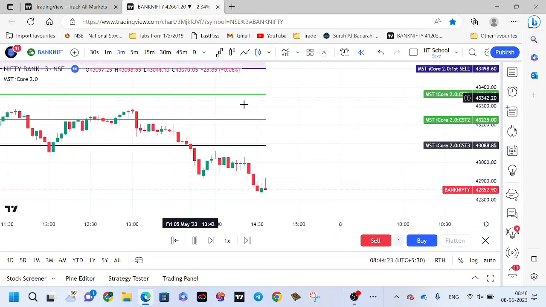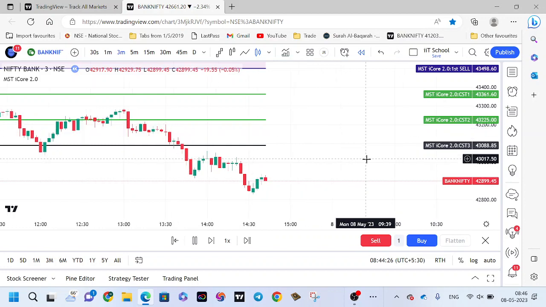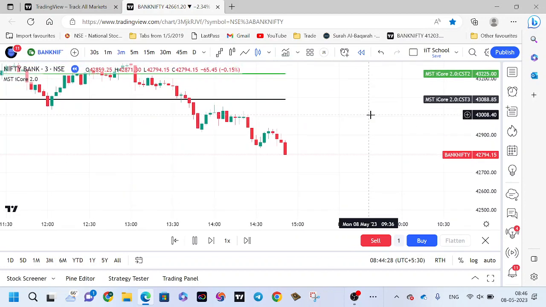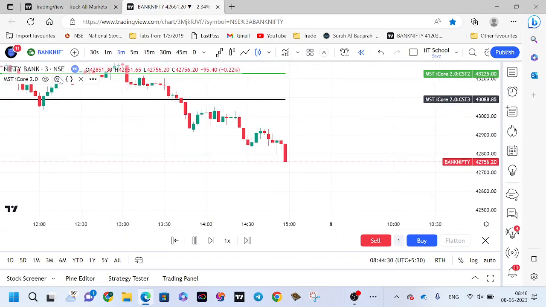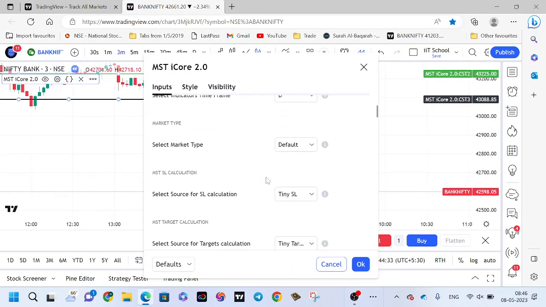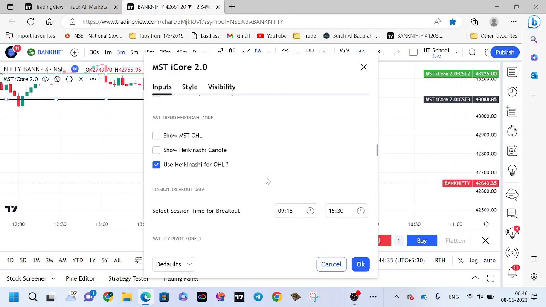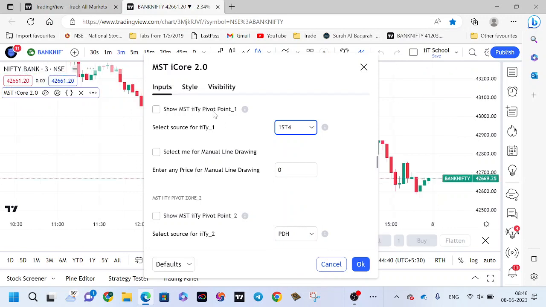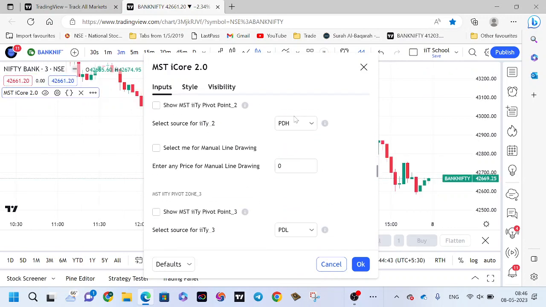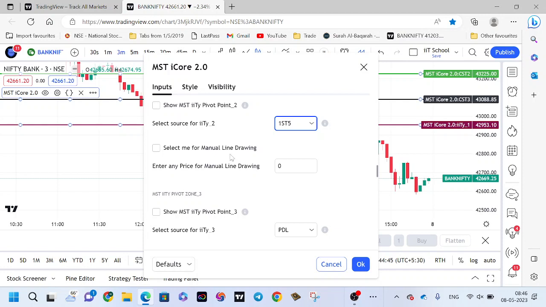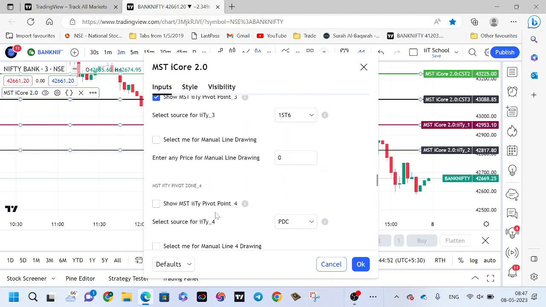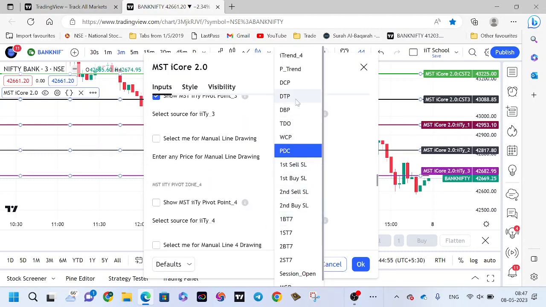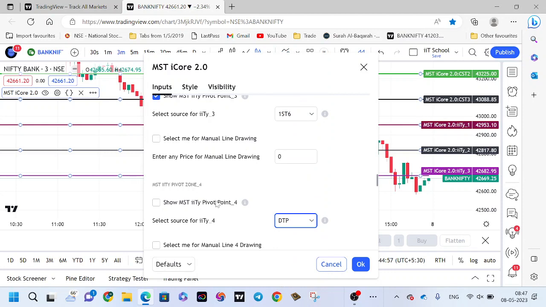See here, even after giving all the targets, it keeps going down. Now how to select the next level? We want to know where the other levels are. For that, we have given options: come down to the target section, and you can select first sell target 4. Then you can select first sell target 5, then first sell target 6. So based on your requirement, you can keep adding targets, depending on the market move.